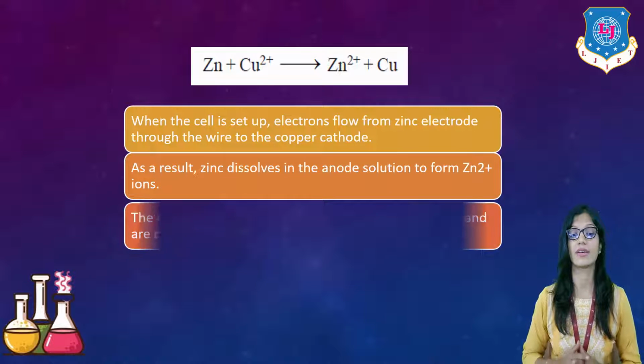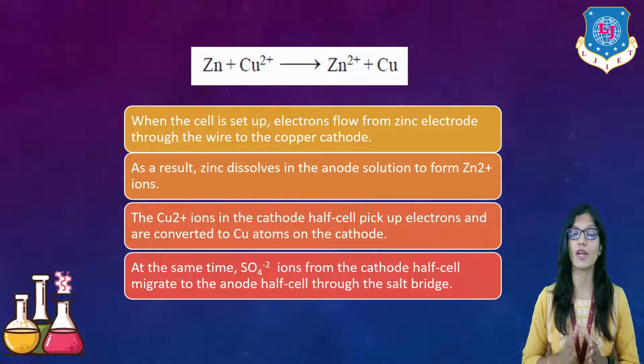Now, when the cell is set up, the electron flows from the zinc electrode through the wire to the copper cathode. As a result, the zinc dissolves in the anode solution to form the Zn2+ ions. The Cu2+ ions in the cathode half cell pick up the electrons and are converted to Cu atoms on the cathode. At the same time, SO4 2- ions from the cathode half cell migrate to the anode half cell through the salt bridge.